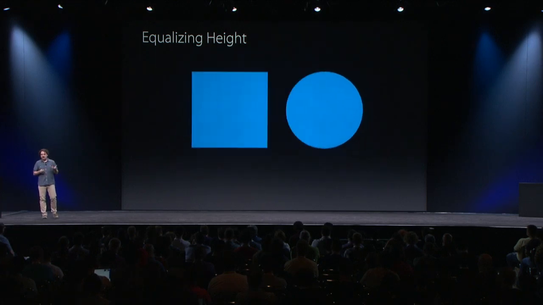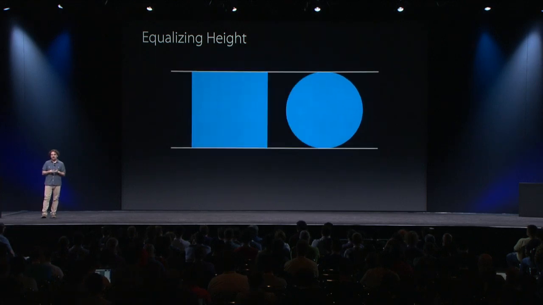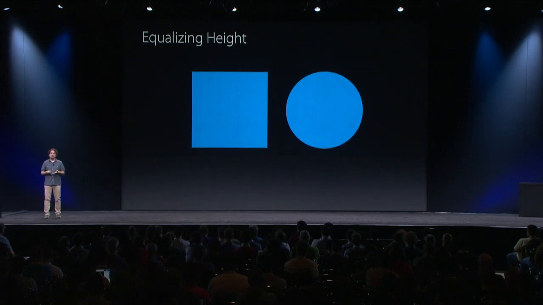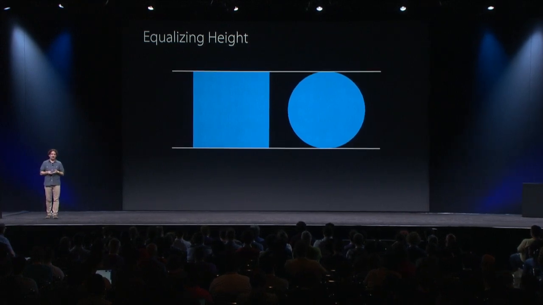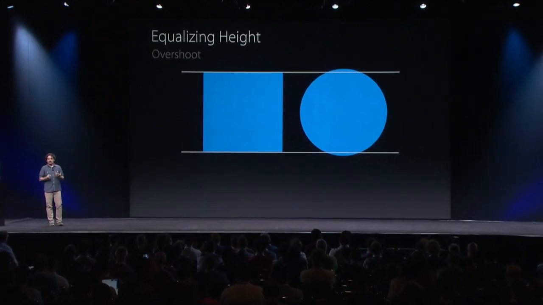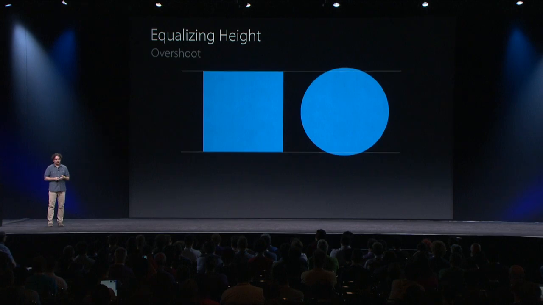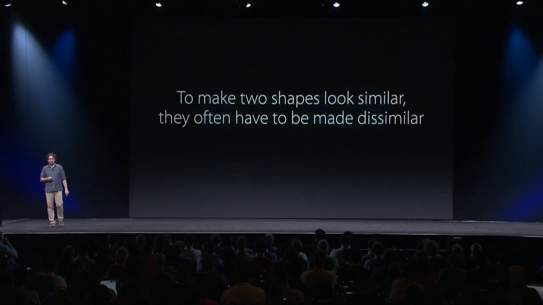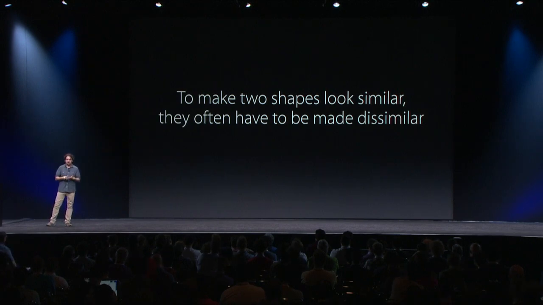So you put them side by side, and you align them mathematically. And the circle actually looks too short. So to address that, you actually have to cheat, meaning you have to make the circle larger. In typography, we say that you make the circle overshoot the square. So in other words, if you want to make two shapes look similar, you often have to make them dissimilar.